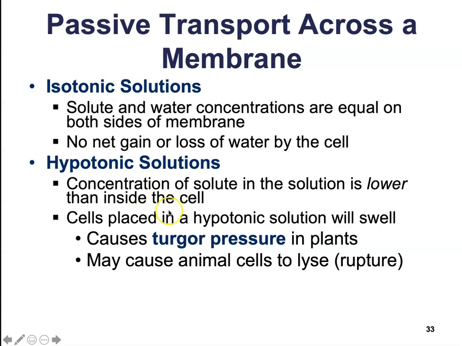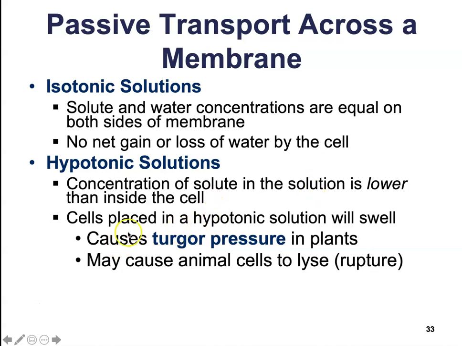Hypotonic: the concentration of solute in the solution is lower than inside the cell. So outside of the cell it's less concentrated, meaning there is more water outside of the cell than inside. The concentration of solute outside of the cell is lower than inside, so if the concentration of solute is lower, then the concentration of water is higher. You have to always think about both.